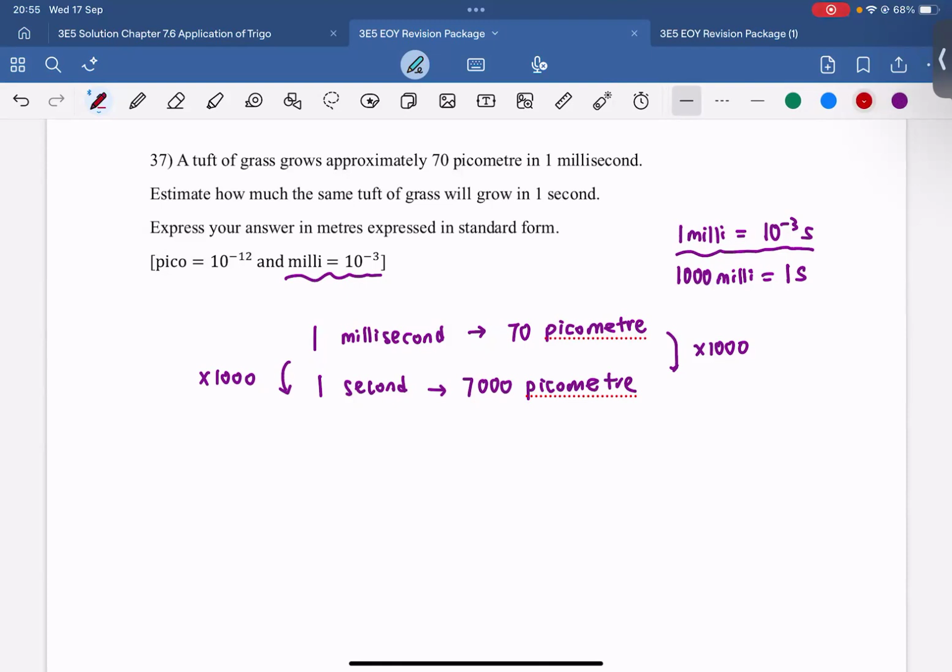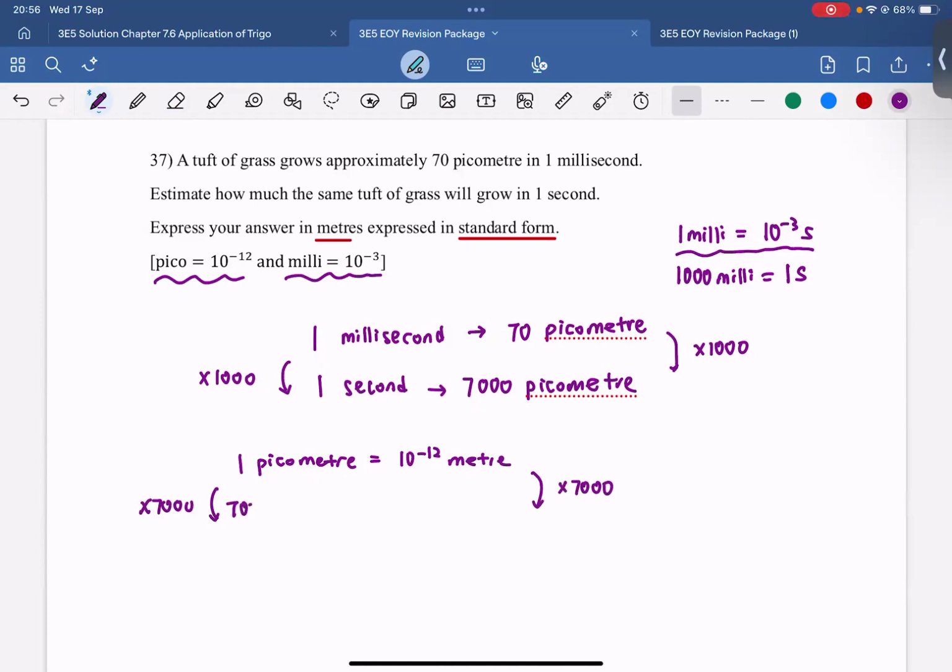No. Cannot, because the question says must leave answer in meters and express in standard form. So now what I need to do is to change picometers to meters. So read here, this one is what? 1 picometer is equal to 10 to the power minus 12 meters. So now what do I do? I need 7000 picometers. So how to make 1 picometer 7000? We times 7000 on both sides.